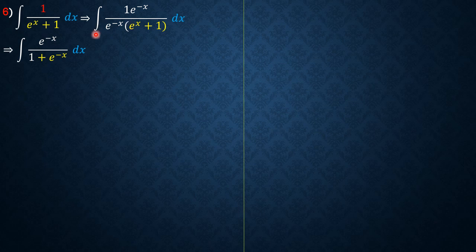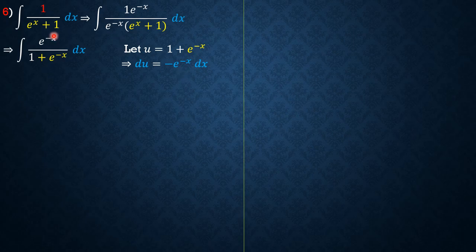Great. So in such a case, what do we let our u be? The bottom, right? Because differentiating this gives us negative e raised to the power negative x dx. So we're going to let our u be the bottom, which is 1 plus e raised to the power negative x. Differentiating this, du gives us negative e raised to the power negative x dx.